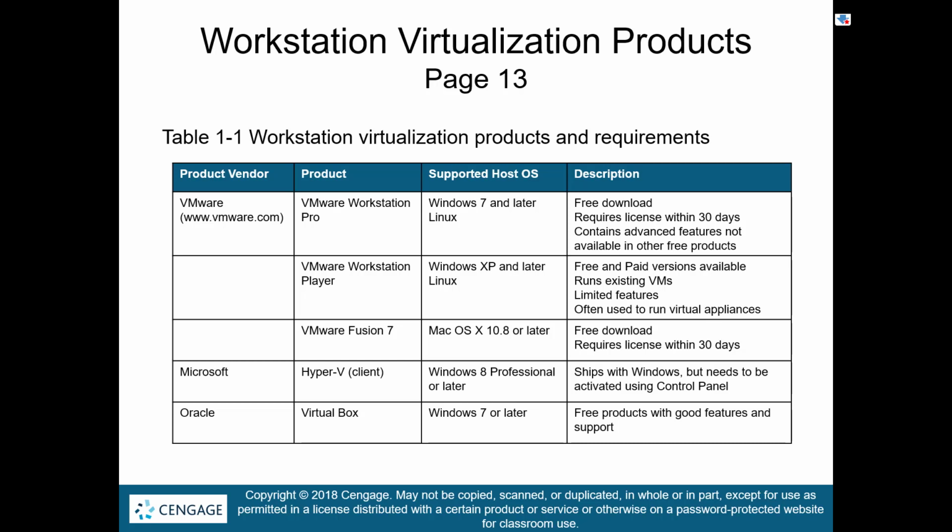In Chapter 2, we'll be working with Oracle VirtualBox. This is a free product with many good features and support. It runs on Windows 7 or later versions of Windows. Microsoft has a Hyper-V client version that comes with Windows 8 Professional. And interestingly, Hyper-V is actually a Type 1 bare metal hypervisor, even when you load it into your Windows environment on a system like Windows 8 or Windows 10. We'll be talking about Microsoft Hyper-V in Chapter 5.